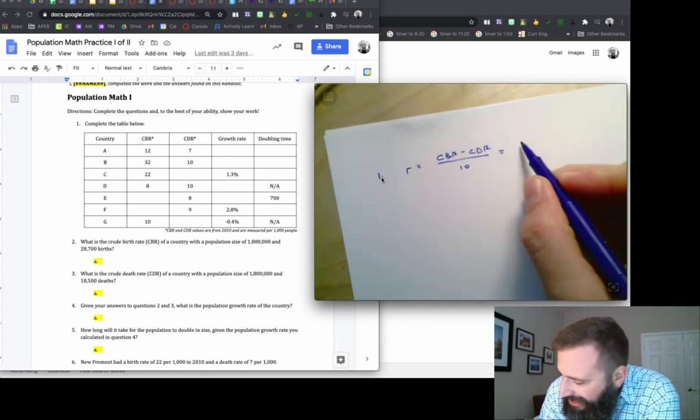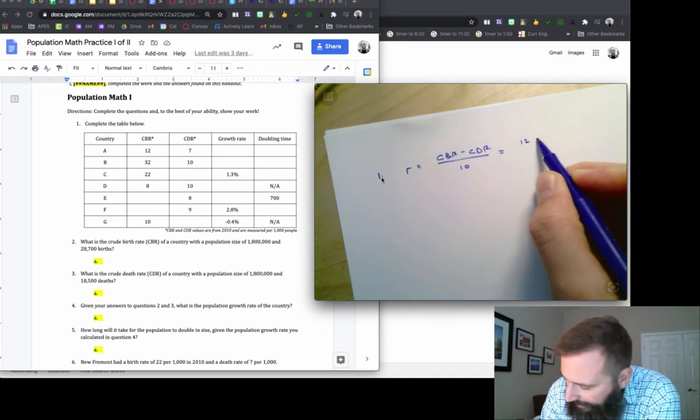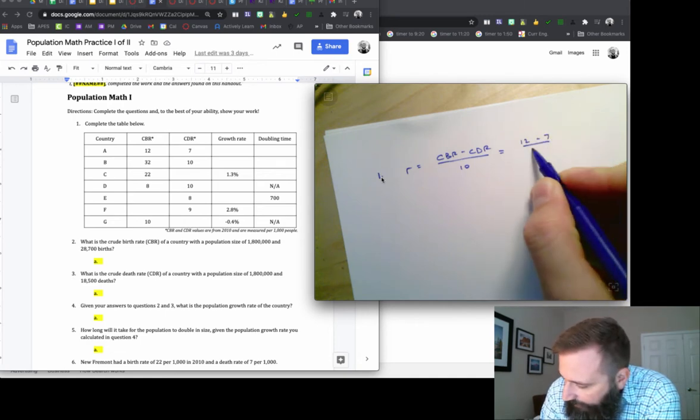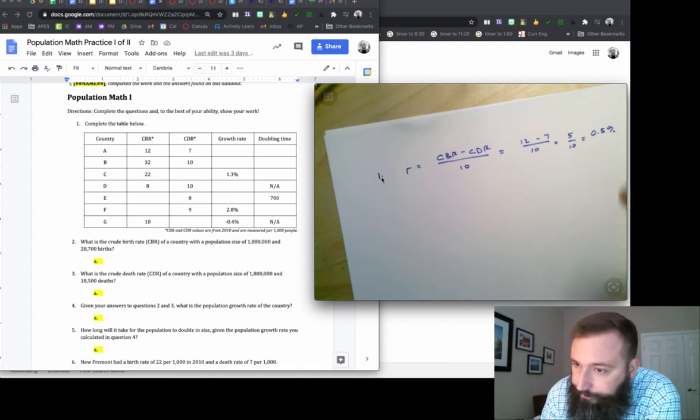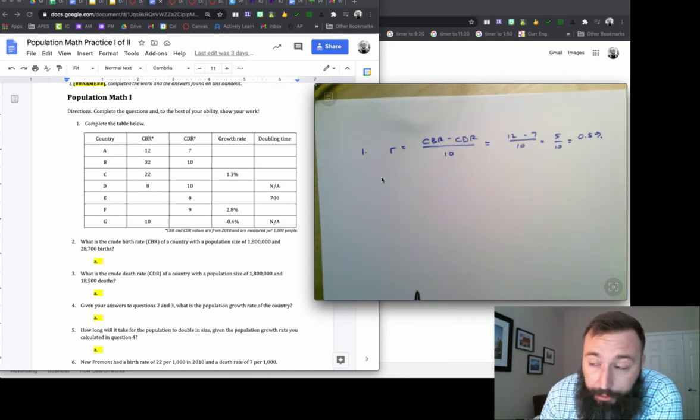Country A has a CBR of 12 and a CDR of 7. This is equal to 5 over 10, which is equal to 0.5%. So that's the growth rate R.